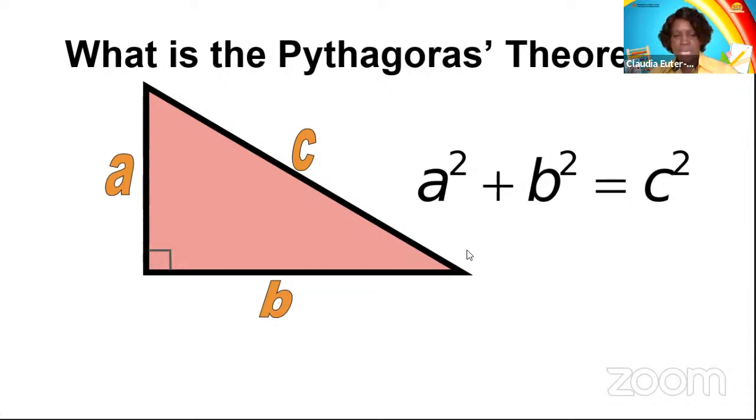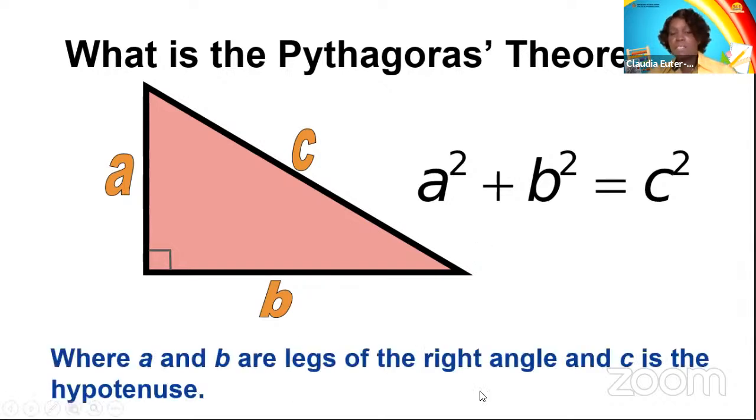And I'm going to say it again, where A and B are the legs of the right angle. So it's what you need to know. A and B have to be the legs of the right angle. It doesn't have to be A and B. It could be whatever letter you choose to assign, but these two have to be the legs of the right angle, and the one by itself over there on the right-hand side is the hypotenuse.